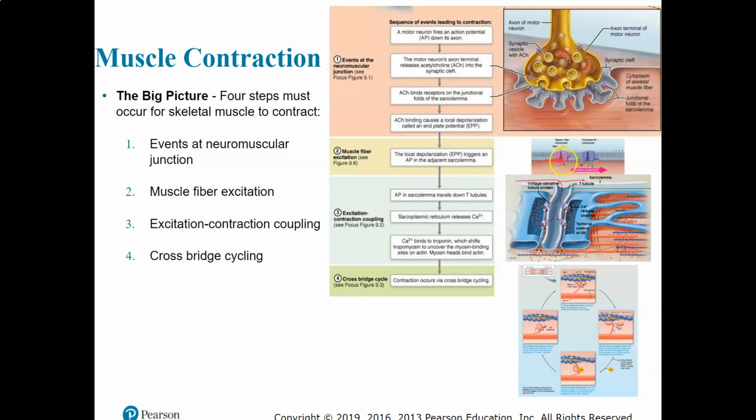That change in voltage travels down the T-tubules, where it is going to change the shape of these proteins in the T-tubules. That is then going to cause the opening of calcium channels on the sarcoplasmic reticulum. Calcium gets released into the cell. Calcium binds to troponin. Troponin moves tropomyosin out of the way, allowing myosin to bind to actin, and then we are going to get the cross-bridge cycling that's actually going to pull the thin filaments past the thick filaments, shorten the sarcomere, and cause the muscle to contract.